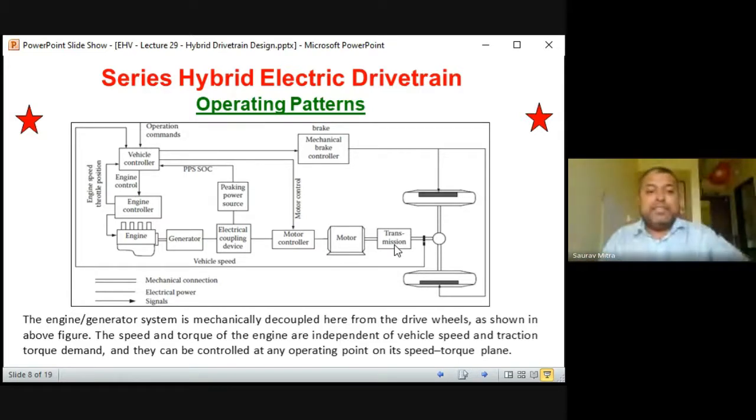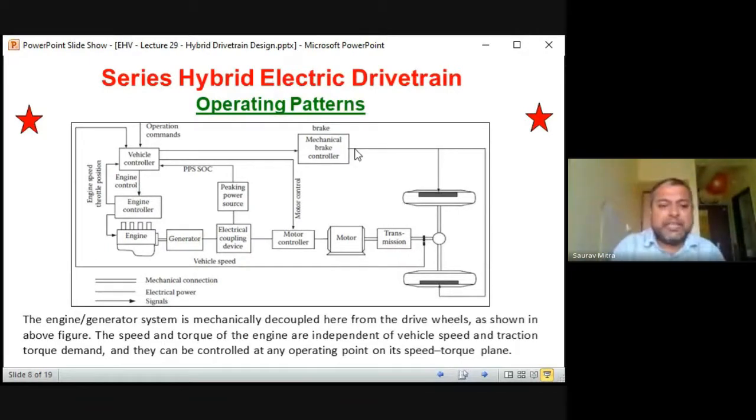In this case, the engine drives the generator. The generator gives electrical output, which is again converted for the motor, and that goes to the traction motor. So whenever the vehicle is demanding more power, not necessarily will the engine be burdened. The engine might be running at the same speed while vehicle control is asking for more power. In that case, the engine may run at the same base speed, but the peak power source will give the extra power, and though the engine is running at the same speed, the vehicle speed has increased. So where is this extra power coming from?